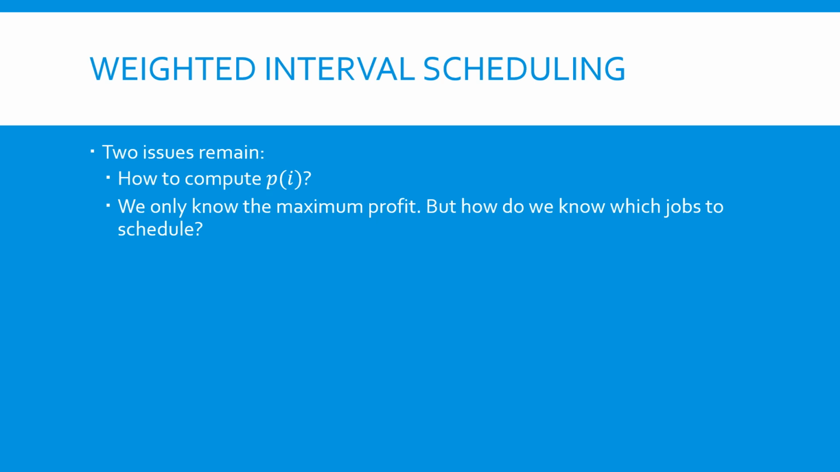Two issues remain unaddressed by the previous pseudocode. First, we did not specify how to compute Pi for each job Ji. Second, while the current algorithm finds the maximum profit, it does not identify which jobs should be scheduled to achieve that maximum profit.